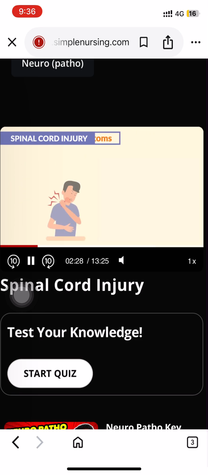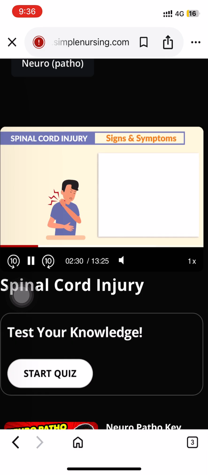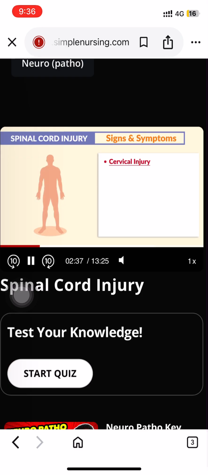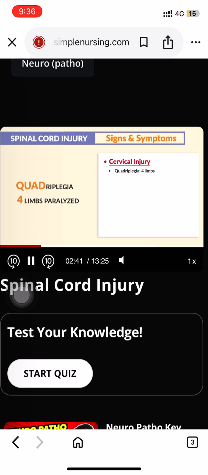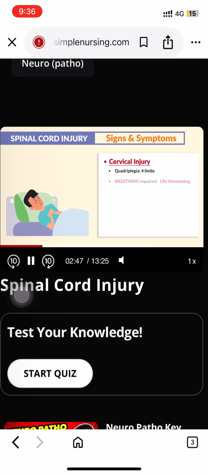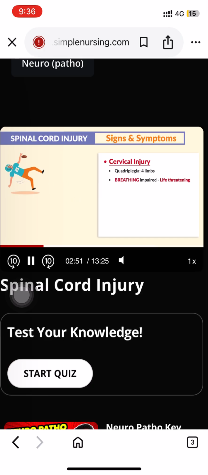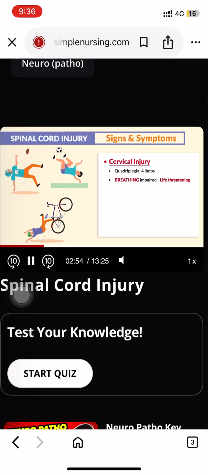Now, for the key signs and symptoms to write down. Cervical injuries are injuries in the neck region, typically resulting in paralysis below the level of injury, resulting in quadriplegia, 4 limbs that are paralyzed. So simply think quad means 4, and plegia sounds like paralysis. Now, the key sign here is breathing is impaired. This is big time life-threatening, and it happens to a lot of sports figures, which is very, very sad.